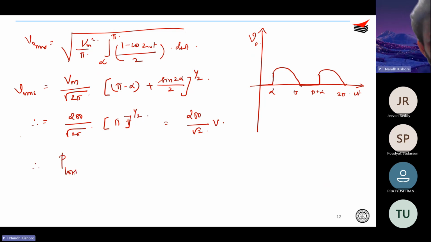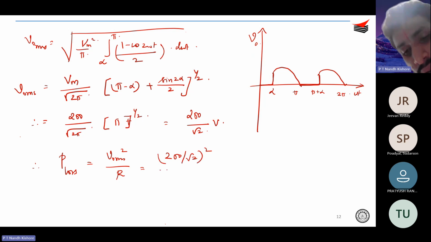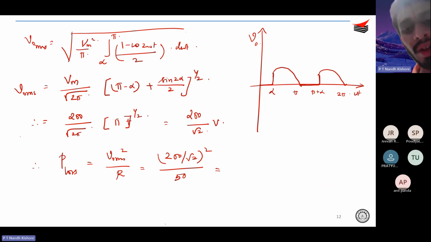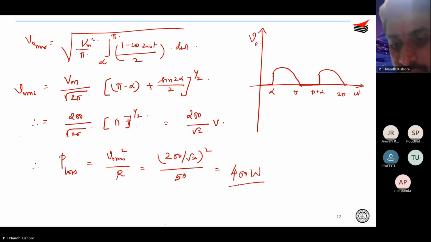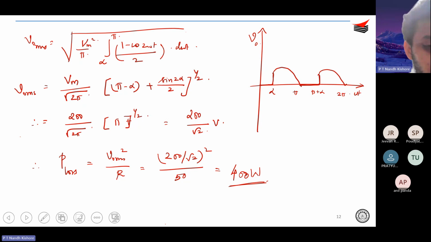Therefore, your P loss is going to be V naught RMS square over R, that is 200 by root 2 over whole square over R, where R was 50 ohms. So this will turn out as, of course, 400 watt. Got it? So any questions over here?